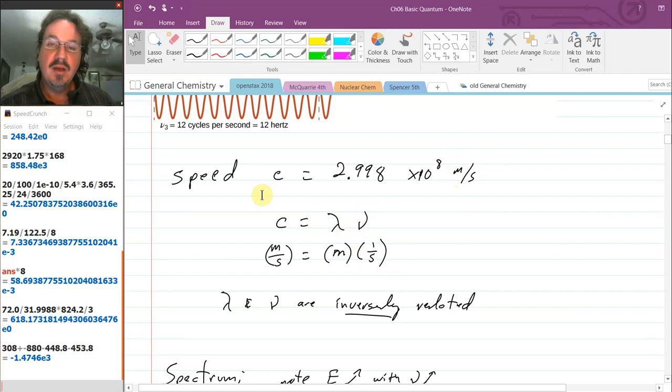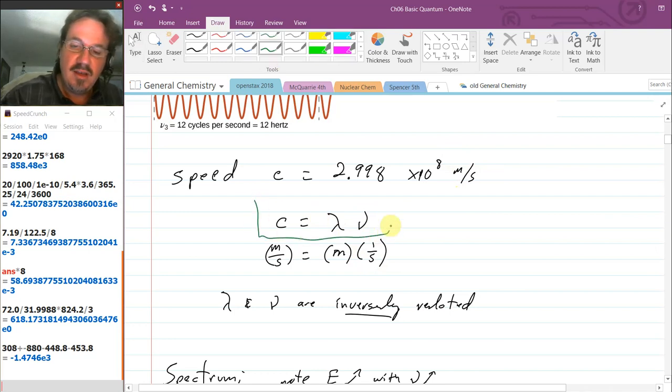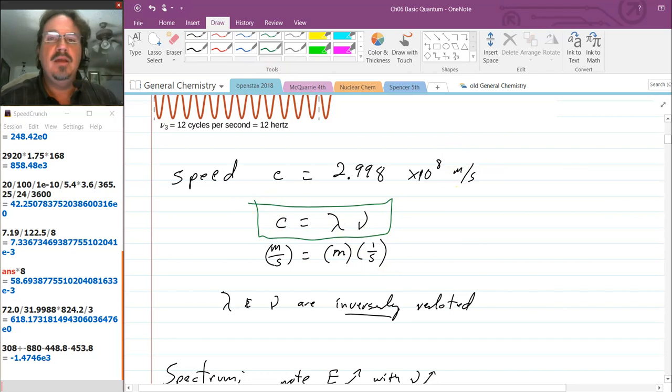That's the speed. And so you can always have this equation right here where c equals lambda times nu. How many meters per second? It's always lambda times nu. Which means also that lambda and nu are inversely related. As one gets bigger, the other one gets smaller. Well, it has to be that way for them to multiply together.